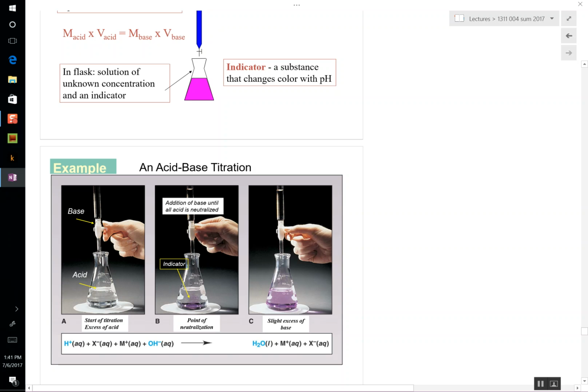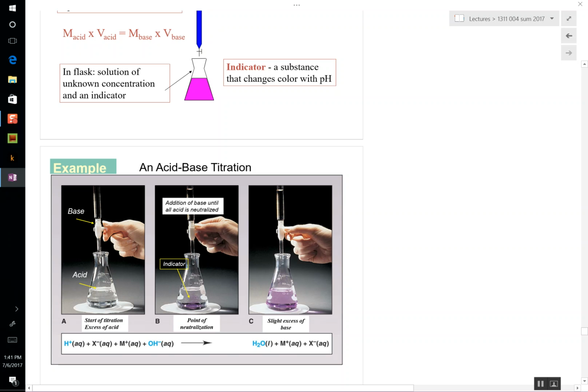That's the volume of the acid. Yeah, so that's going to be that. All right.